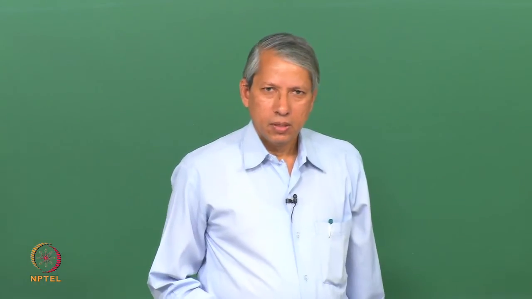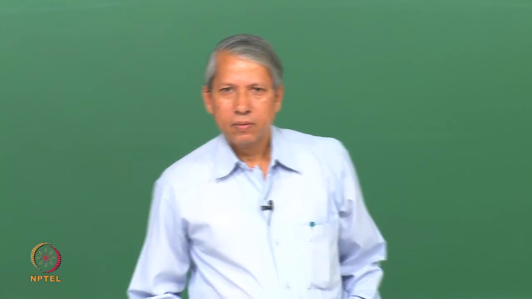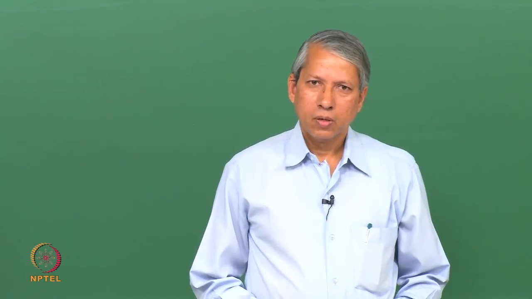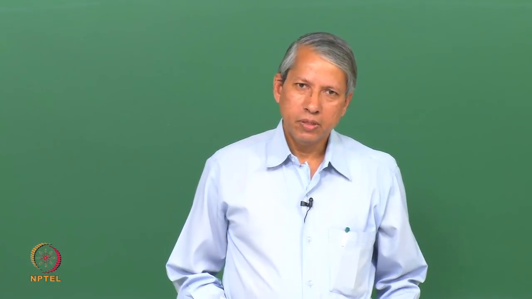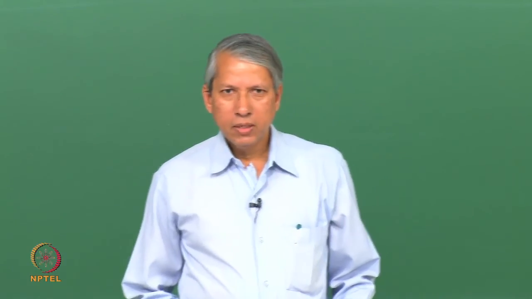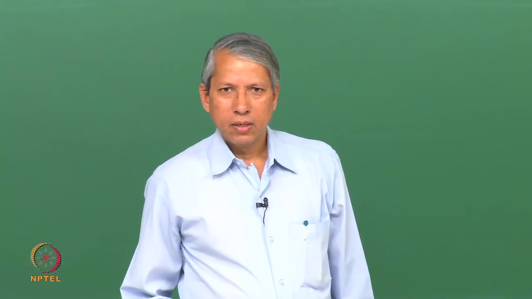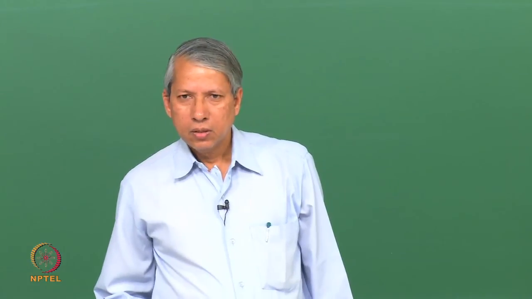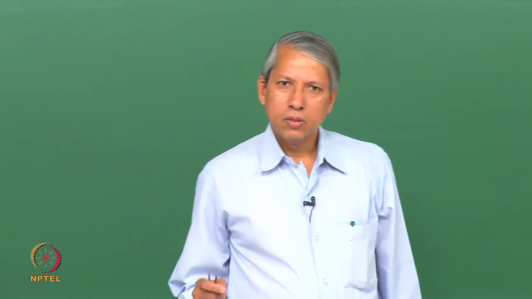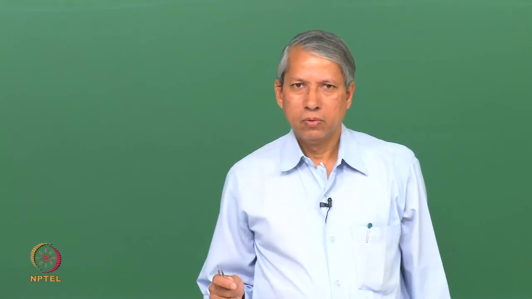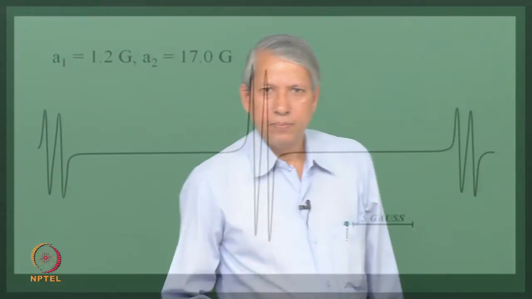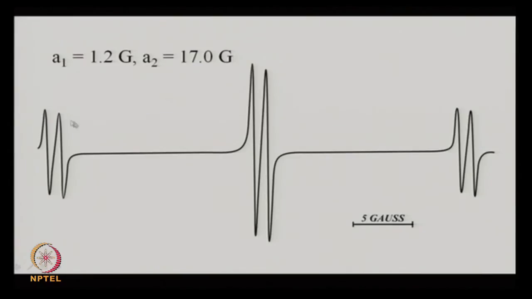Also, sometimes the lines of various adjacent hyperfine components may be overlapping, so it may become difficult to measure using this ruler and divider. Then the computer program may be able to help us do a somewhat more accurate job. Let us see how that is done. We have seen this spectrum earlier. It has two coupling constants, A1 1.2 Gauss and A2 17.0 Gauss. We measured these values using our ruler and divider technique.